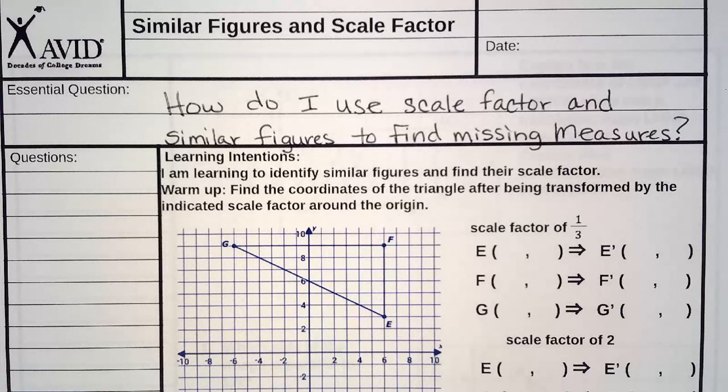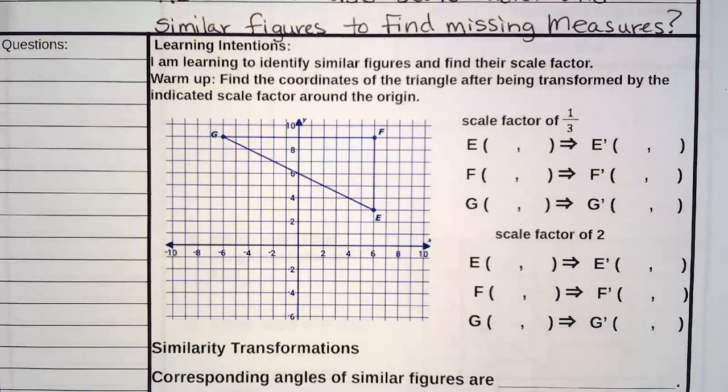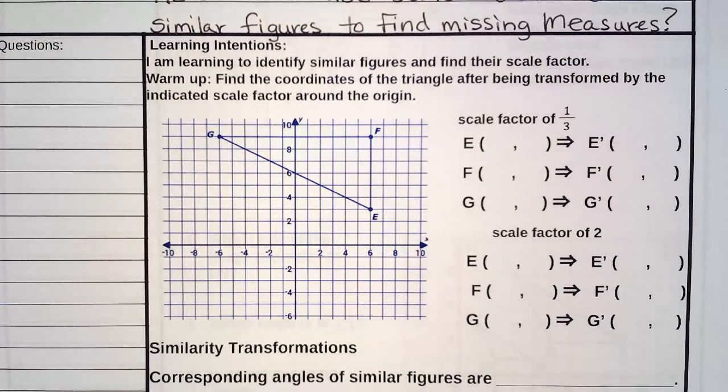Find the coordinates of the triangle after being transformed by the indicated scale around the origin. So if we're looking at a scale of 1/3, what do you get? Pause the video and complete the warm-up question now. Well, I do hope you tried.